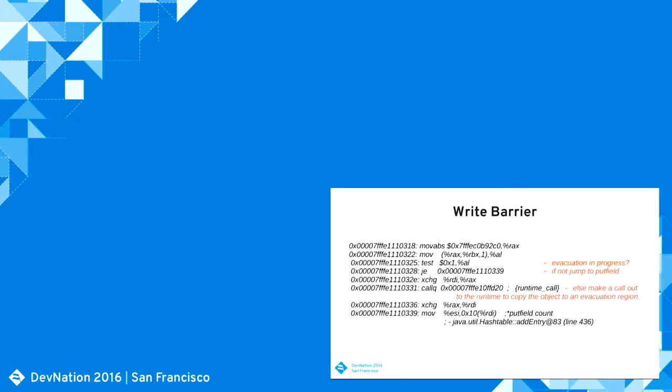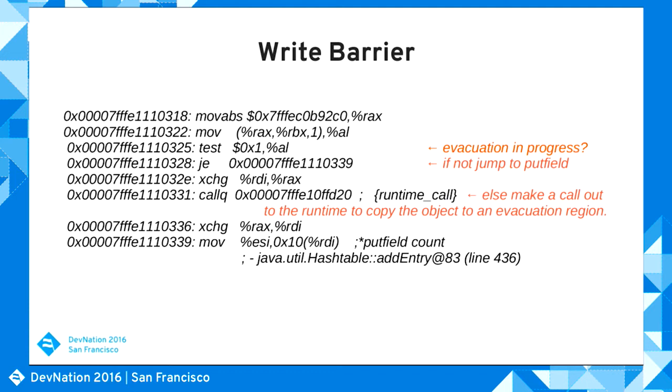And here's what the write barriers look like in Intel assembly. Basically, we test a flag to say, is evacuation in progress? Because if you remember that picture I showed a while ago, evacuation is only part of the time, right? There's marking, and then there's times when the Java's running and the GC isn't doing anything. So only when the GC is doing evacuation, we check, and if that's not true, we jump right to the put field. So there's just a check in the write barrier most of the time.